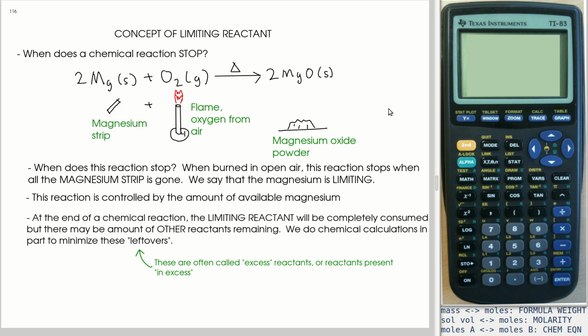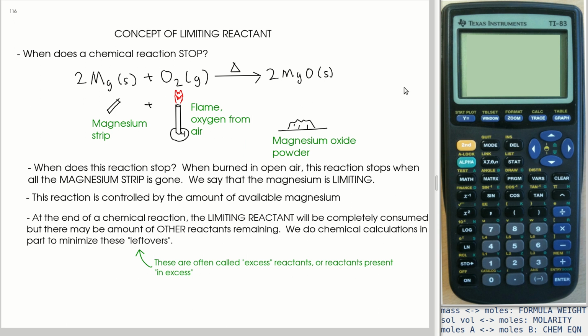In a situation like this, we say that the magnesium is limiting in this reaction. In other words, the amount of product produced is controlled by the amount of magnesium we started with. So if we had a little bit less oxygen, a little bit more oxygen, it wouldn't really matter in terms of how much magnesium oxide powder we'd produce.